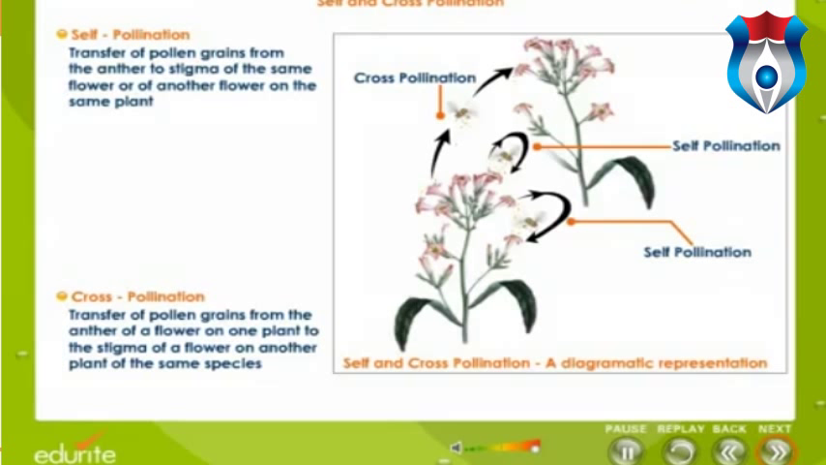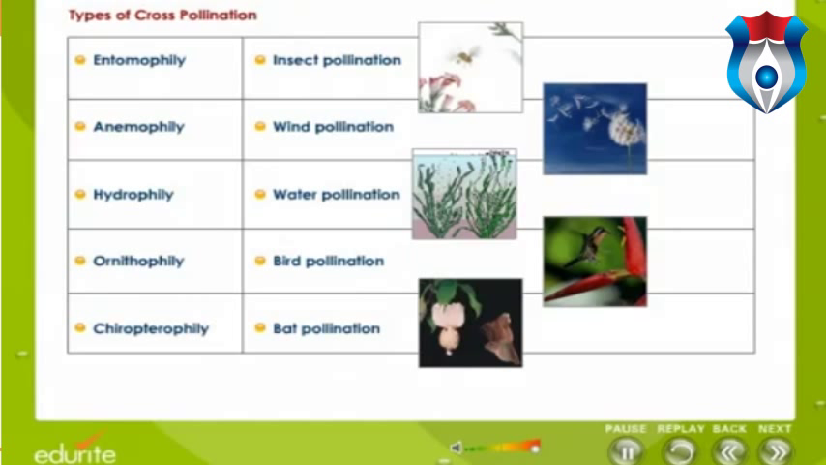Types of cross-pollination. Different mechanisms or modes of cross-pollination are listed here. Entomophily. Pollination, which is brought about by insects, is known as entomophily or insect pollination. Anemophily. When pollination is through wind, it is known as anemophily or wind pollination.